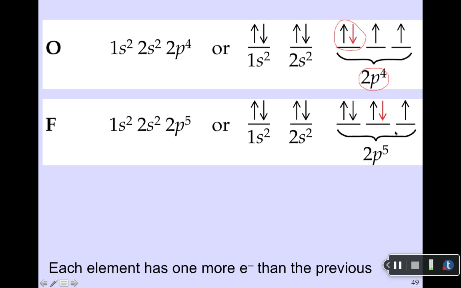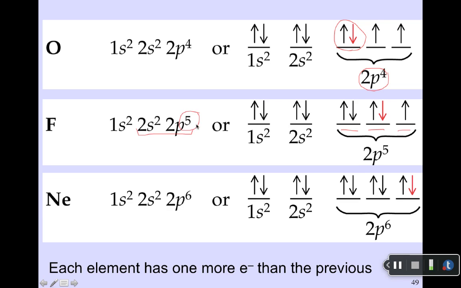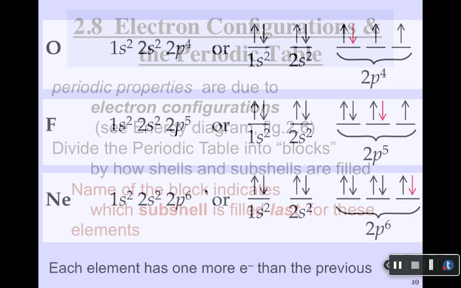One more electron gives you the symbol for fluorine, and that means it's going to have a total of 5 in the p orbitals, 2, 2, and 1. And the total valence electrons, again, remember, is the 2s2 and the 2p5. Then neon will be the one that has the 2p subshell completely filled with all 6 present. Its valence electrons are the 2s2, 2p6.